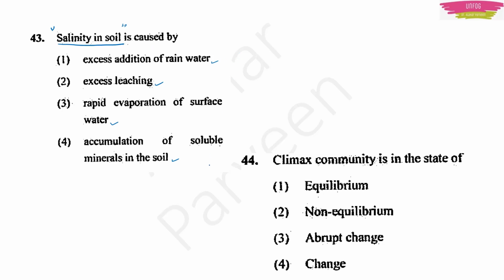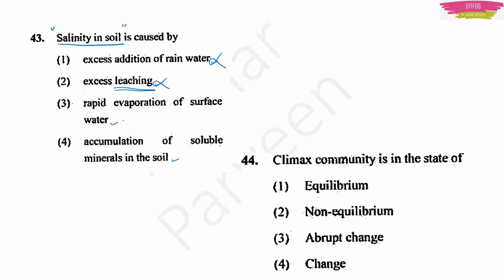So from these 4 given options, which one causes the salinity in soil? Now, excess addition of rainwater will not cause salinity because that water will wash off all the excess soluble salts. So, this is the wrong option. Excess leaching. Leaching means if we add a lot of water to the soil, all of the important mineral nutrients get washed away. So, that is called leaching. Now, leaching is the complete opposite of salinity here, right? So, this is also the wrong option.